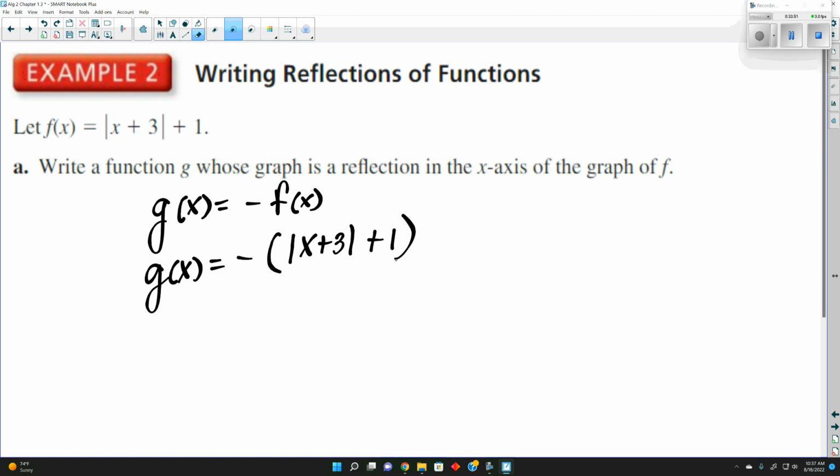So do we have anything in front of the parentheses? We have the negative, yes? So we have to apply that negative to the entire function. So the first thing we'll multiply the negative by is the absolute value bars. That negative will not go inside the absolute value bars. So we'll have g of x equals negative absolute value of x plus 3. Then our negative times positive 1 would give us negative 1.